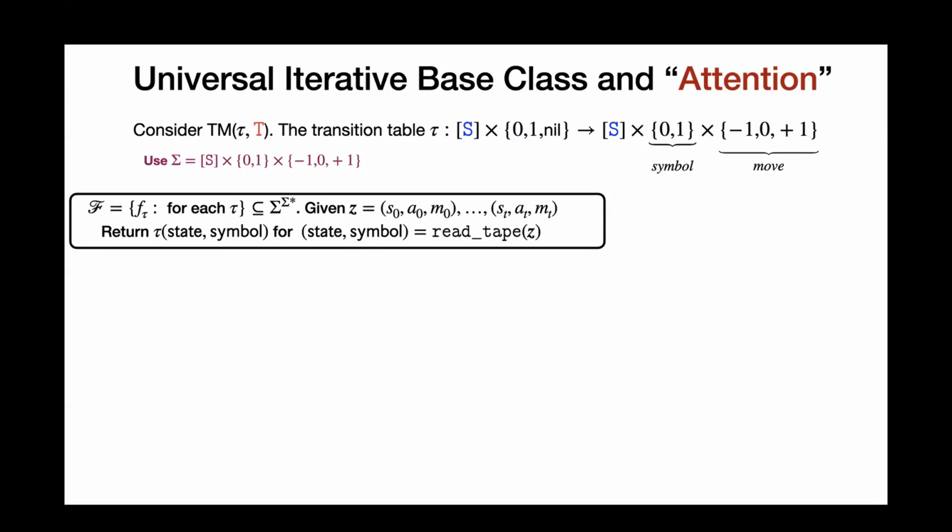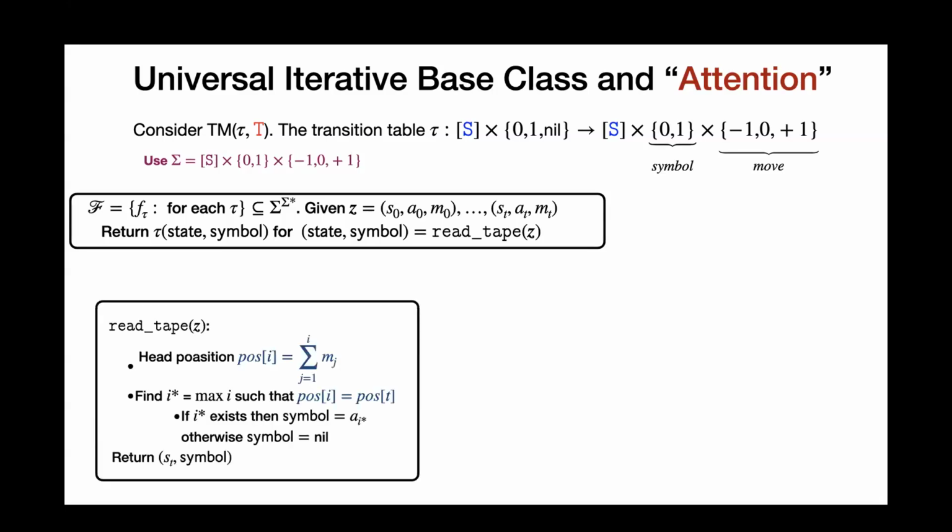So what you do is encode the entire history of the Turing machine computation, which is the sequence of state, the symbol it read, and the move, and you encode them as your chain of thought. And at any point in time, your base class is the class of all transition tables, the autoregressive next-token predictor rule that you have for each transition table.